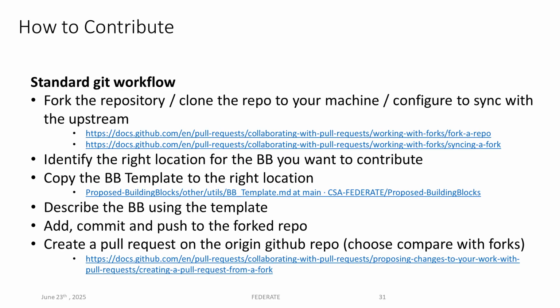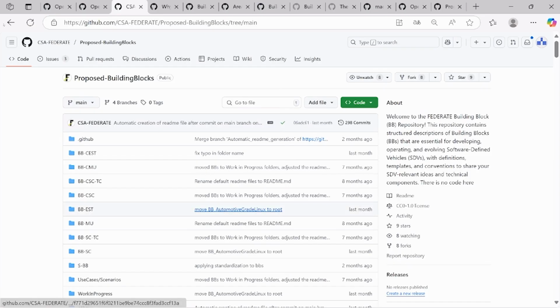Then copy the building block template to this right location. Here is a reference where to find the template. Then describe the building block, that means fill the building block with information. Then add and commit it, push it to the forked repo. And then at the end, create a pull request to the origin repo here.